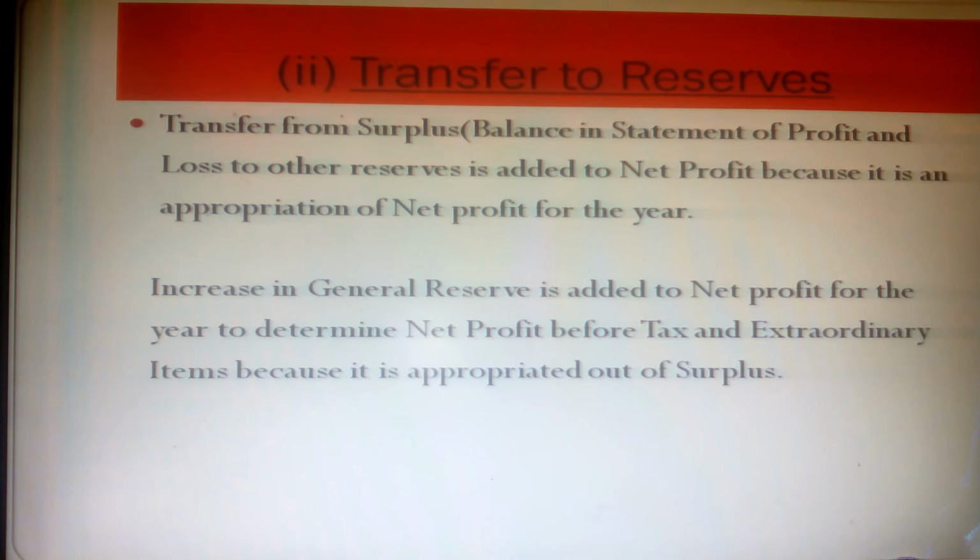Okay. Then the second one, transfer to reserve. Again, transfer from surplus, balancing statement of profit and loss to other reserves is added to net profit because it is an appropriation net profit for the year. Okay. When you are going to allocate reserve, once you have money only, you are going for the reserve. Okay. There is no profit, we can't allocate the reserve. That's why here very, very important. It will shown as a appropriation of profit. Okay. Then increase in general reserve. One of the example for general reserve. Okay. As a increase in general reserve, you have to add to net profit for the year to determine net profit before tax and extraordinary items because it is appropriated out of surplus. Okay, that is the idea.